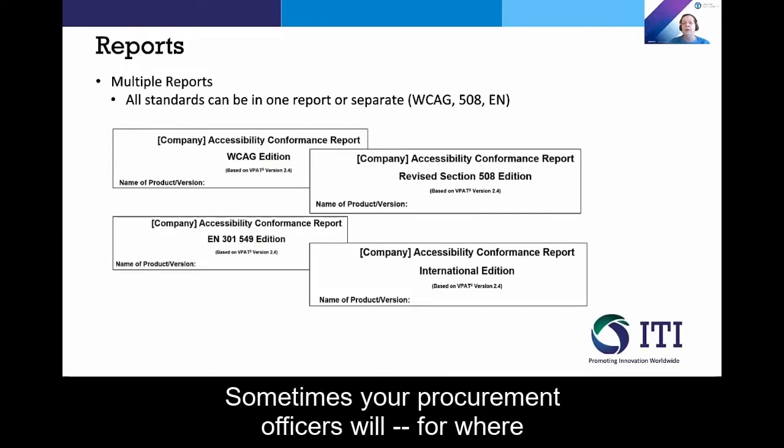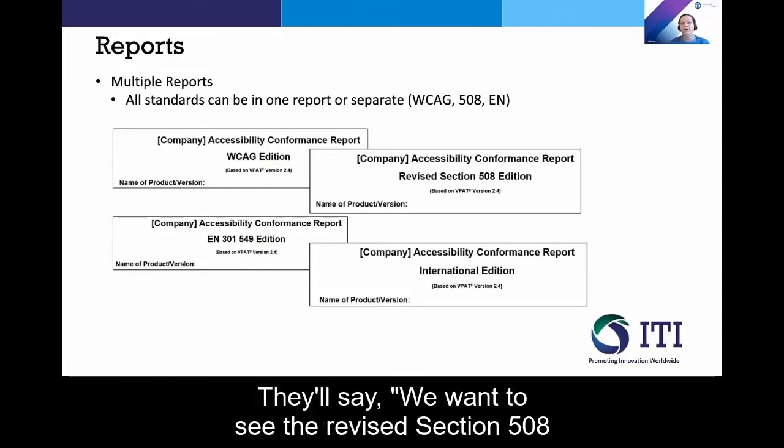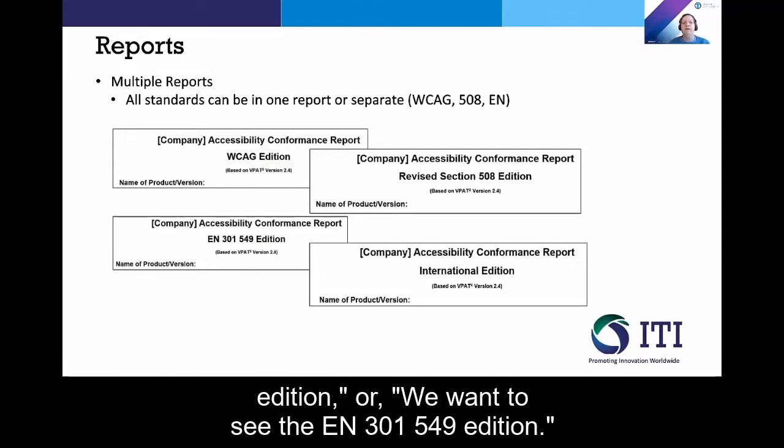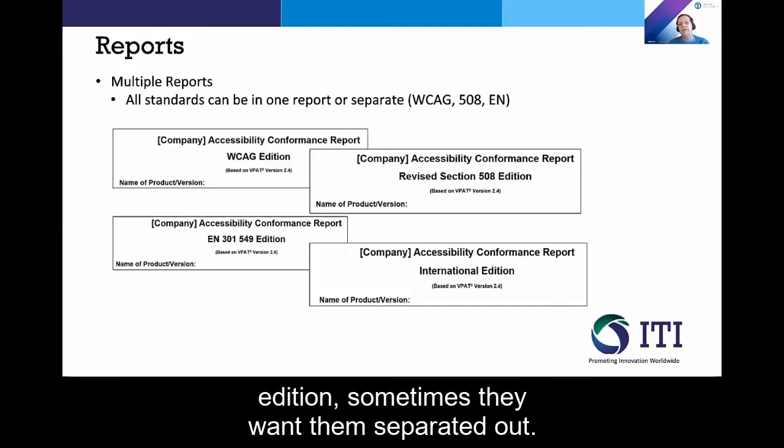Sometimes your procurement officers, where you're bidding your software, will ask you for a particular version. They'll say, we want to see the revised Section 508 edition, or we want to see the EN 301549 edition. Even though those are included in the international edition, sometimes they want them separated out.